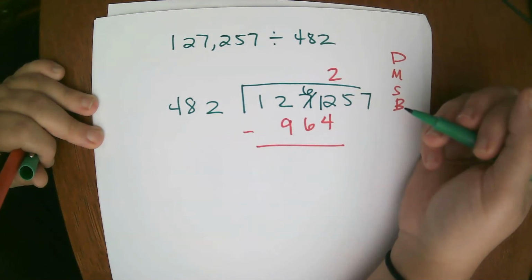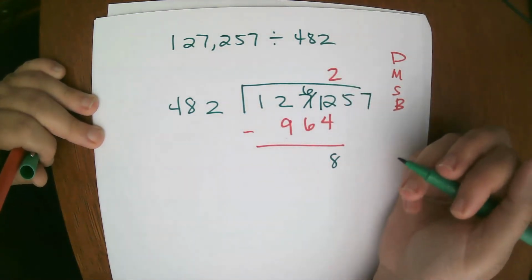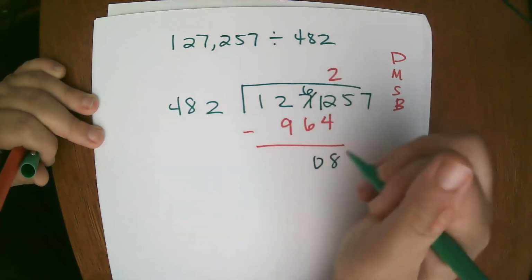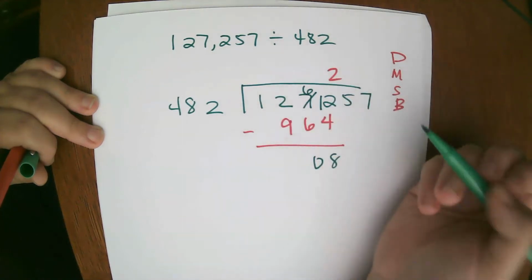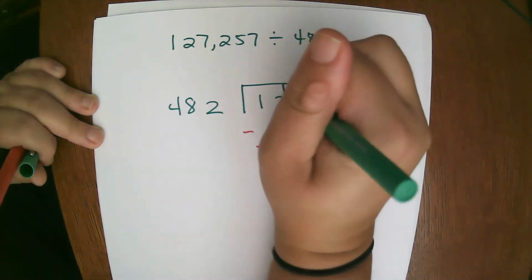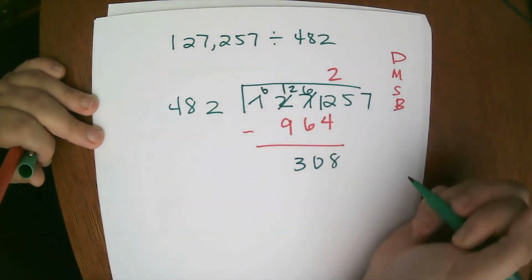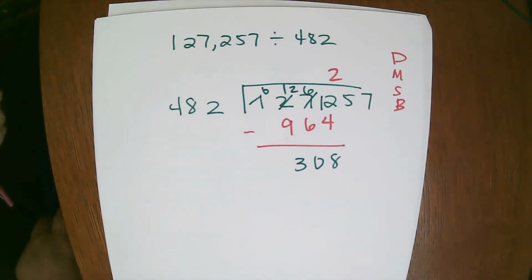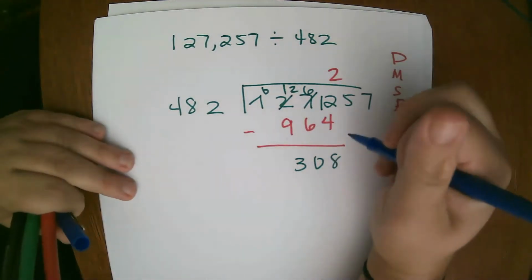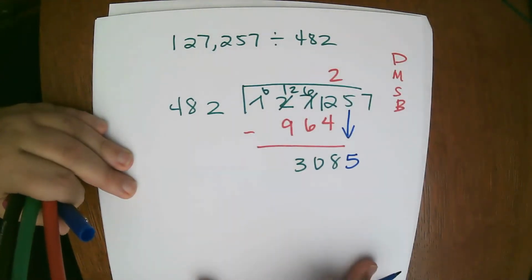Okay, so we've got 2 minus 4. Can't do it. So I'm going to take from the 7. This is going to be a 12. 12 minus 4 is 8. Next, 6 minus 6 is 0. And then 2 minus 9 can't do it, right? So this is going to be a 12. This is going to be a 0. And this is going to be a 3. So we have 308.